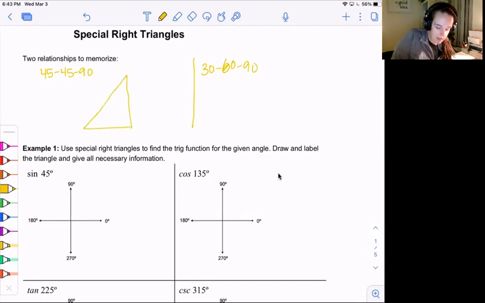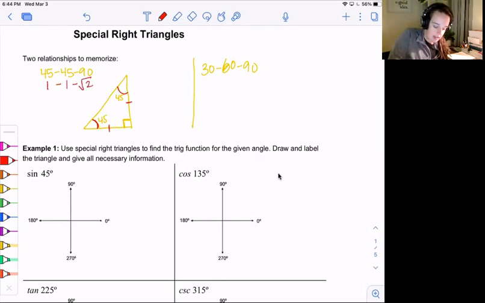Okay, so their angles, they always have that 90 degrees because we're dealing with right triangle trigonometry. They have a right angle. And then they have two angles that are the same for this one, 45 and 45, right? Since they have two congruent angles, that means that they also have two congruent sides. So both of their sides are the same, and then their radius is obviously longer. The relationship that they have is 1, 1, square root of 2.